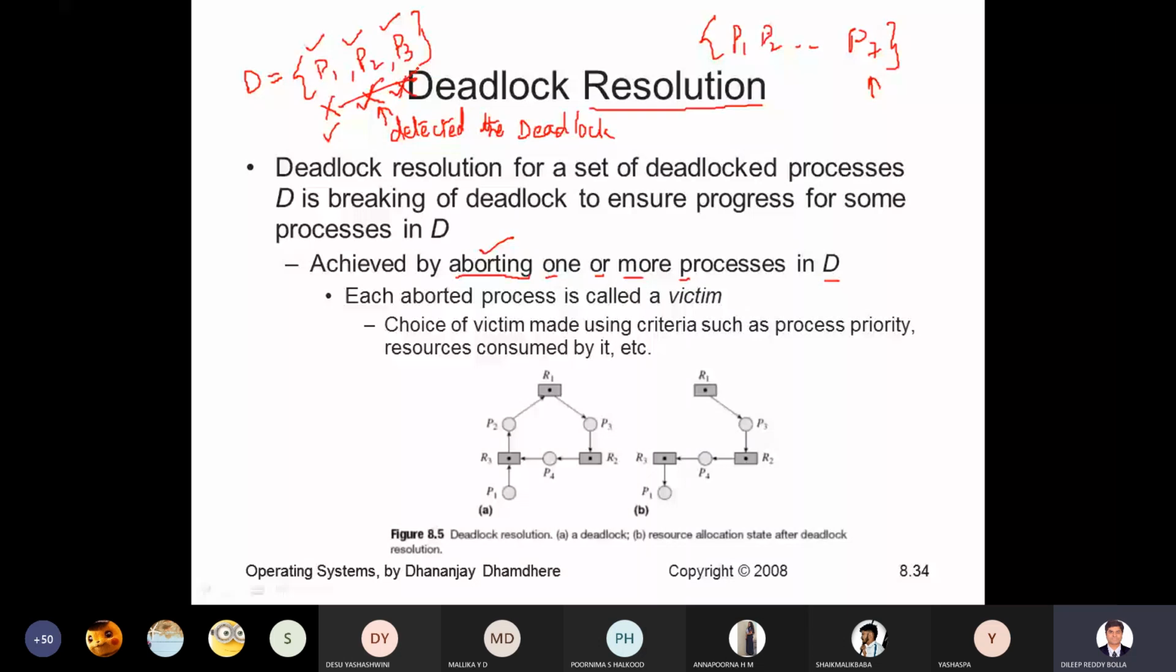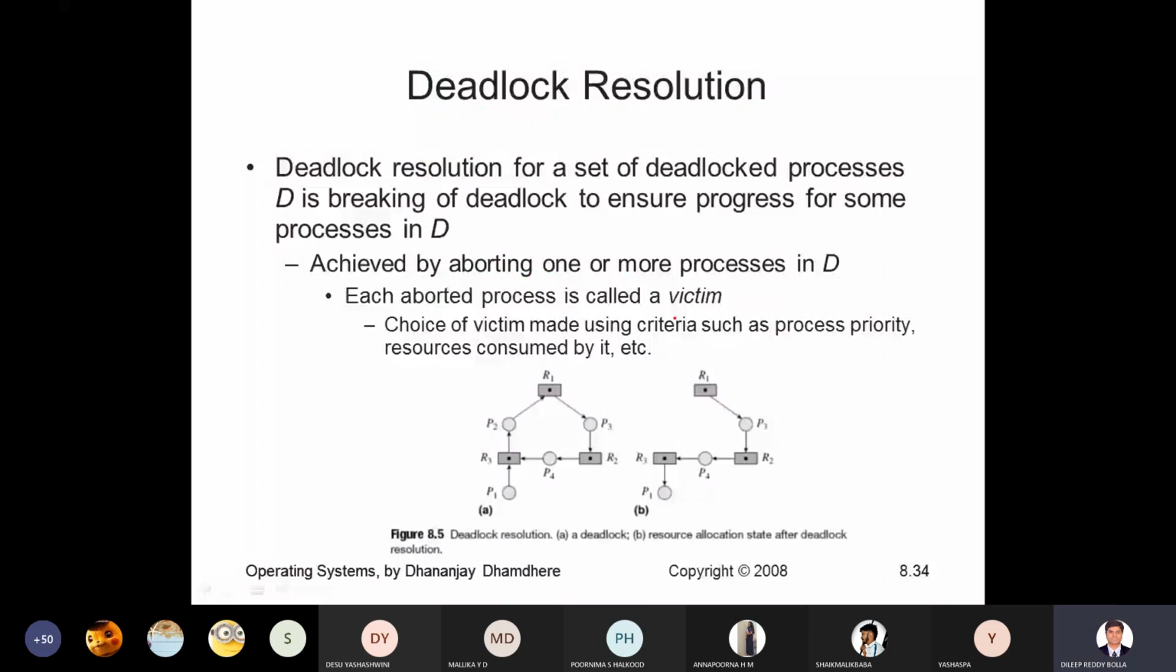Now, each aborted process is called a victim. Let's say out of this set of processes P1, P2, and P3, P2 has been aborted. So the victim is P2 in this example. Whichever process we are trying to abort is called a victim.